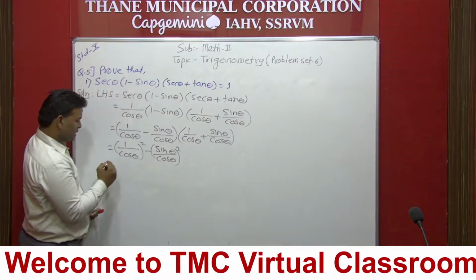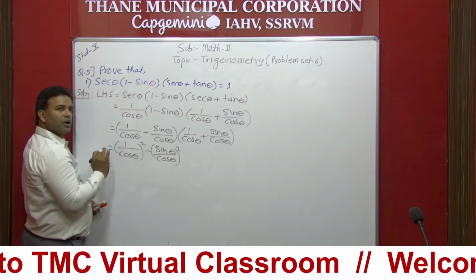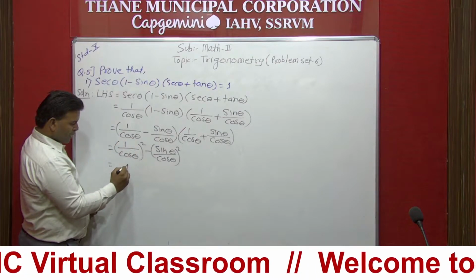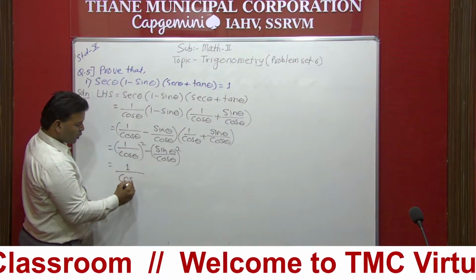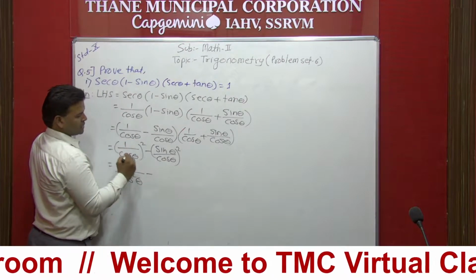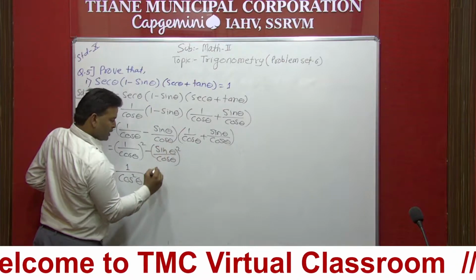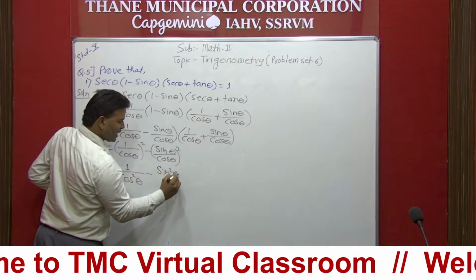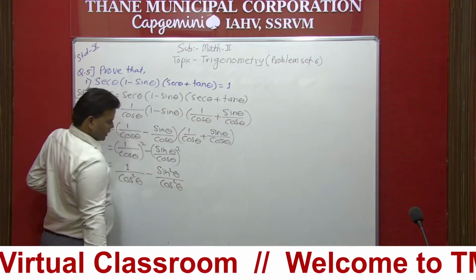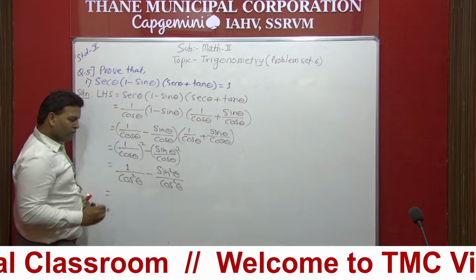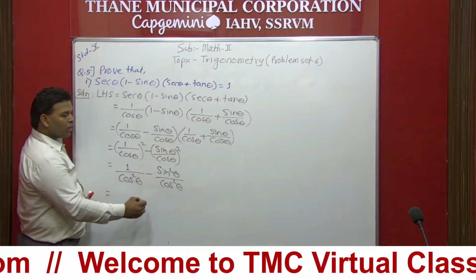Now the next step is, here this square belongs to 1 as well as for cos theta. So 1 square is 1 only. Cos theta square means cos square theta, minus. Now this square belongs to both numerator and denominator. Here this square will come here. So this is going to be sine square theta upon cos square theta. Now the next step is, see, both the denominators are same.